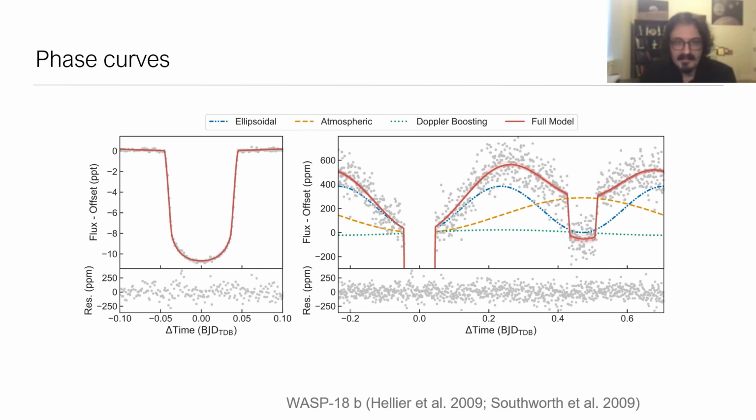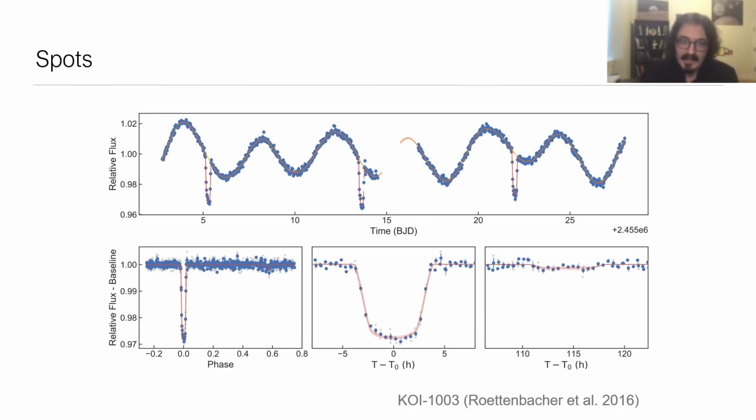By the way, the previous picture was of WASP 18b. Now, this one is from KOI 1003, and this is just a spotted star for illustration. Again, we can do spots.